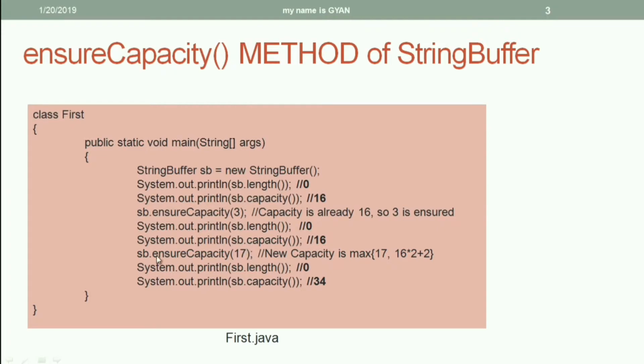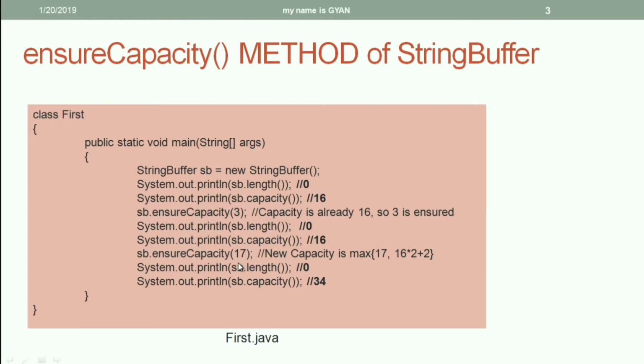But after this statement, we are calling the ensureCapacity method by using an argument 17. In this case, the JVM will calculate the maximum of 17, means the argument, and the old capacity multiplied by 2 plus 2. That means 16 multiplied by 2, 16 was the old capacity, so 16 multiplied by 2 plus 2. Whatever the maximum between these two, 17 and 16 multiplied by 2 plus 2, the maximum is this one, 34. Maximum between 17 and 34 is 34. That's how after ensuring the capacity by the number 17, the new capacity of the string buffer object will be 34. The maximum of this argument and older capacity multiplied by 2 plus 2.